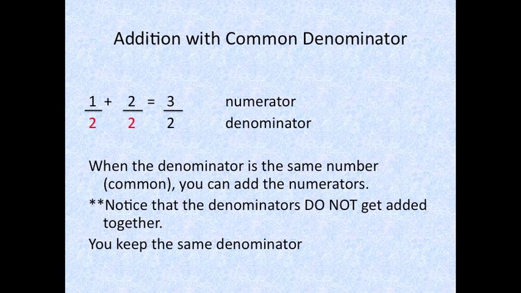First, we're going to look at addition with a common denominator. So in this example, you have 1/2 plus 2/2 is equal to 3/2. Notice that you just added the 2 numerators together, 1 plus 2, which is your 3, and then the denominator stayed the same. So when the denominator is the same number, which is called common, you can add the numerators. Notice that the denominators do not get added together. You keep the same denominator.